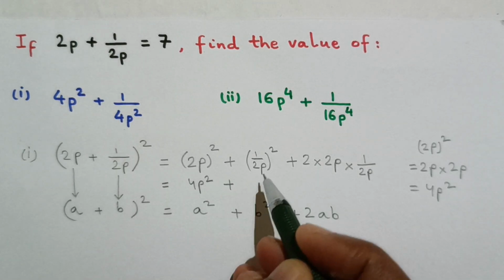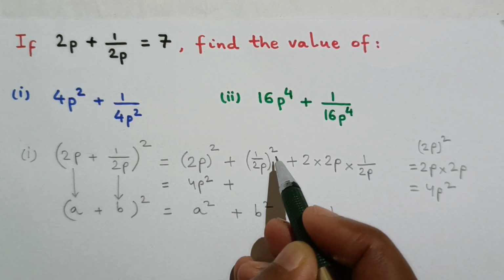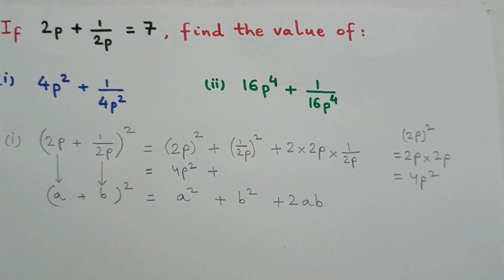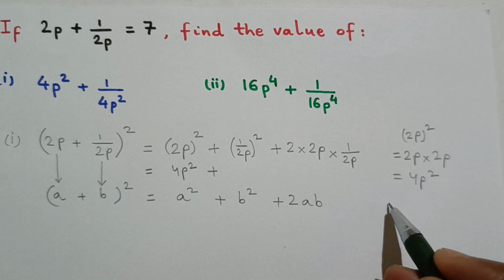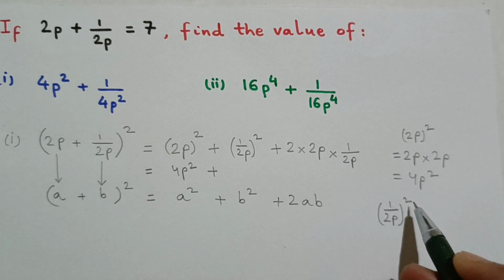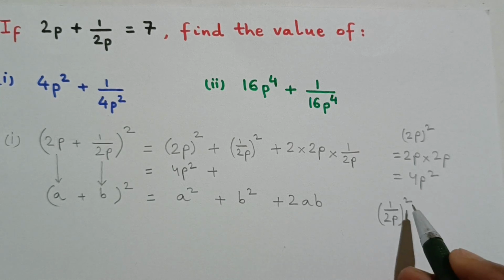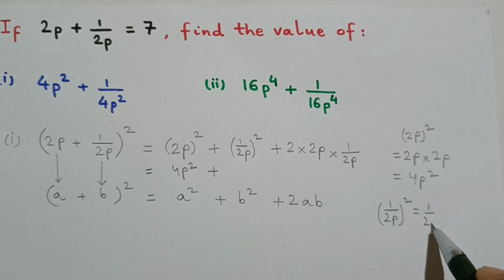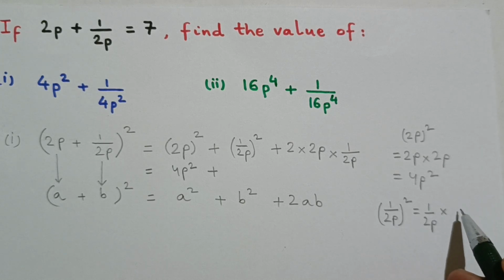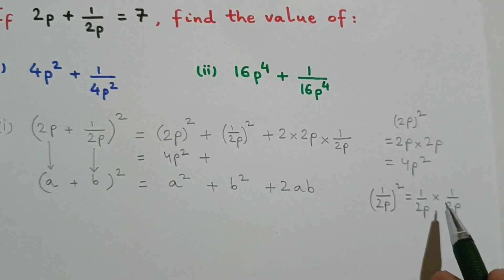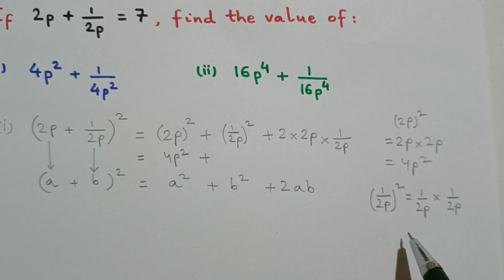Plus 1 upon 2p whole square. Now what is 1 upon 2p whole square? Let us do the calculation over here. 1 upon 2p whole square means 1 upon 2p multiplied by 1 upon 2p.